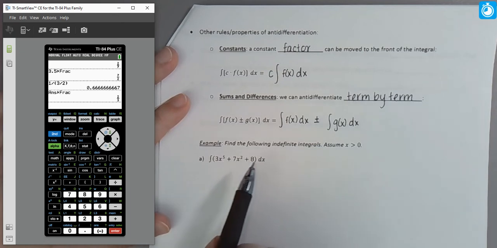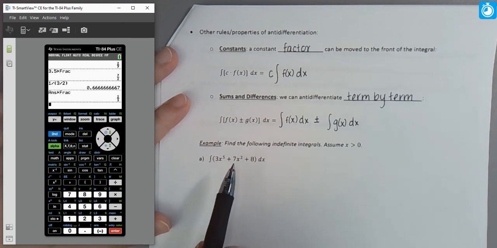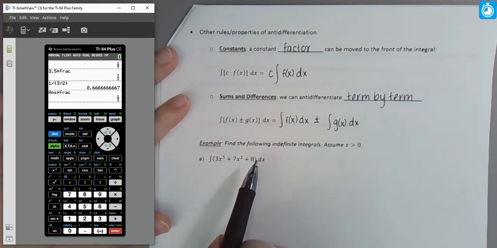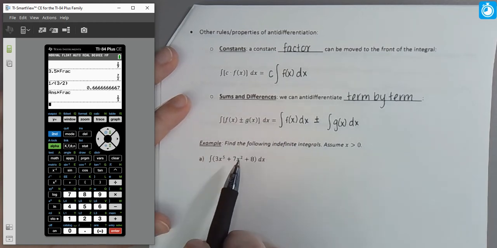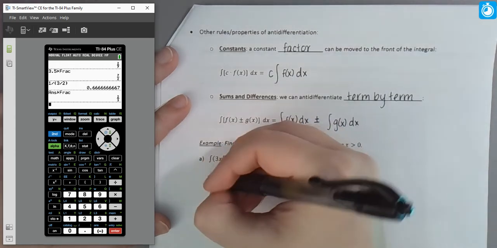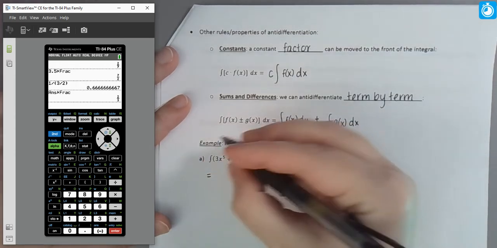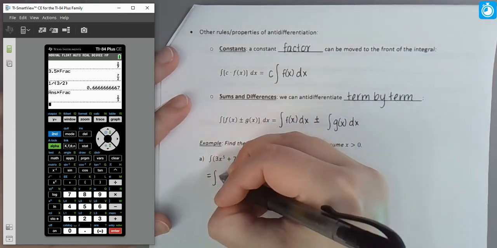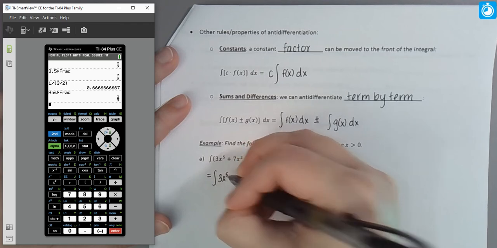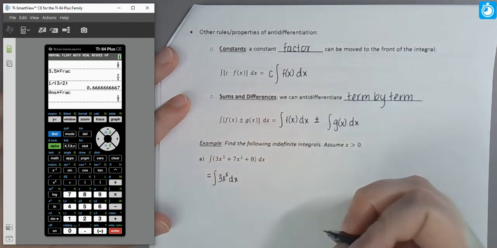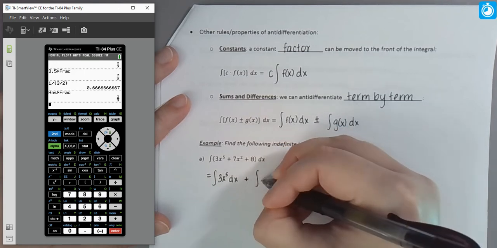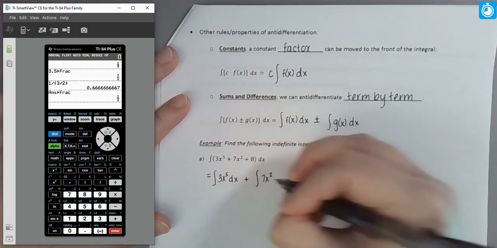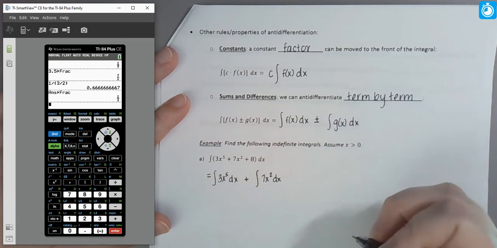So what about something like this? Well, we have 3 terms added together, and so the sum difference rule tells us we can just antidifferentiate one at a time. So let's write what that looks like in this case. We can take the antiderivative of our first term with respect to x. We can antidifferentiate our second term with respect to x.